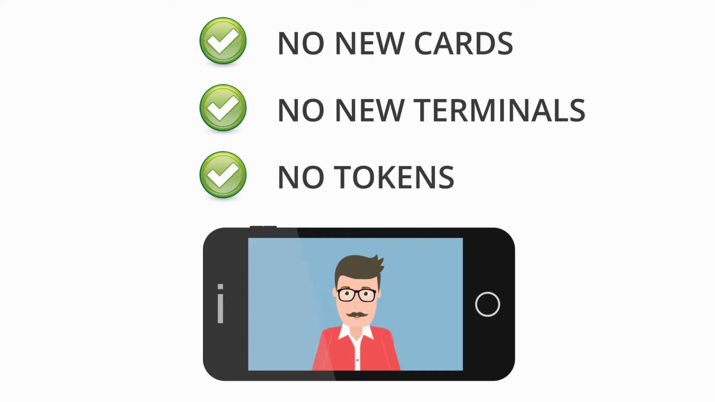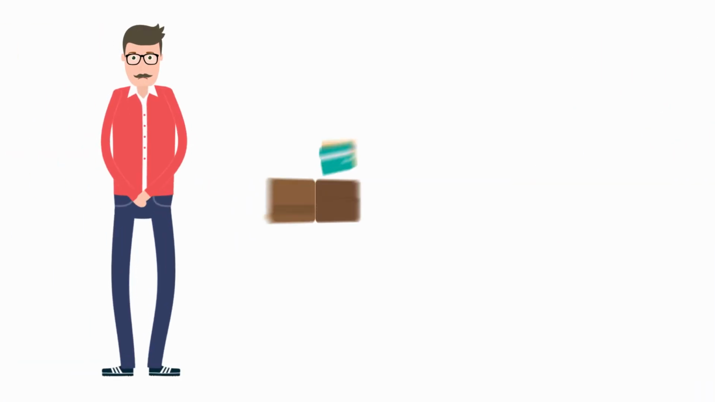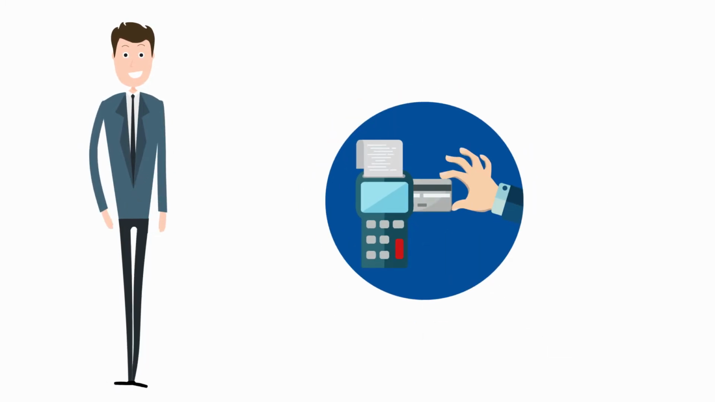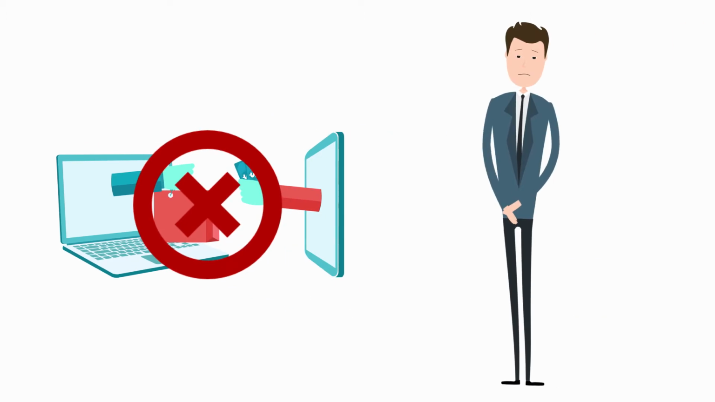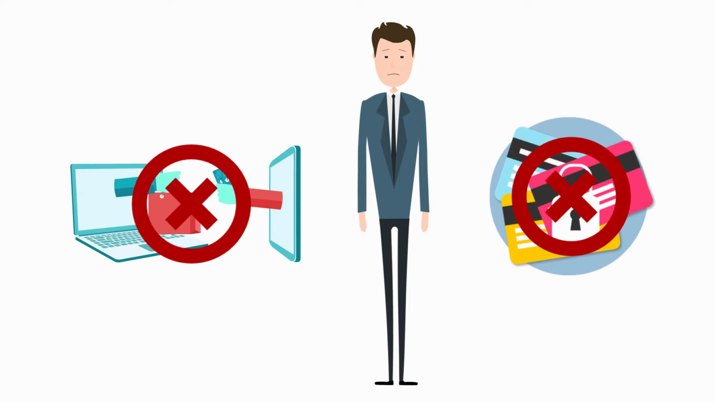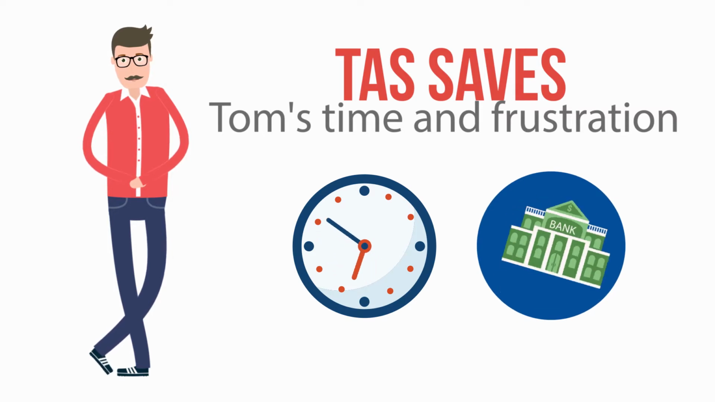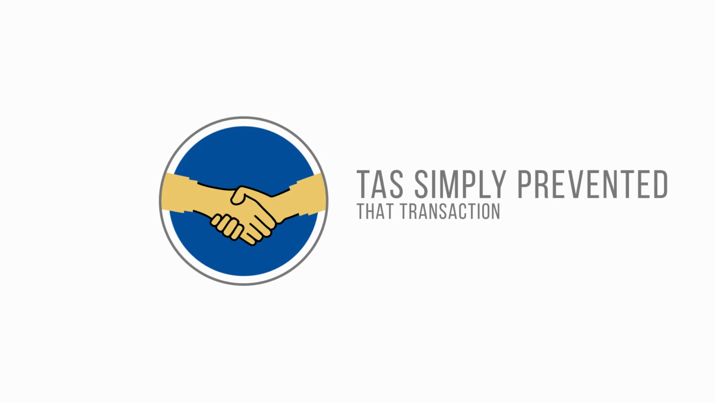How's that for simple? TAS also has Tom covered in his not-so-happy times. Loses his wallet. When Tom loses his wallet to a lucky Mr. Robber, and when Mr. Robber uses Tom's credit card to pay for his items, Tom's smartphone will wake up and wait for Tom's authorization. Tom simply rejects the transaction, and Mr. Robber will realize his misfortune. He can't use Tom's card without his approval. TAS saves Tom time and frustration in calling his bank to reverse the fraudulent transaction. TAS simply prevented that transaction from taking place.